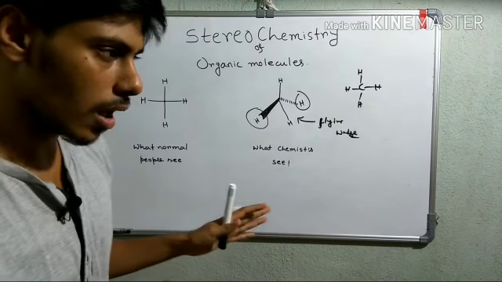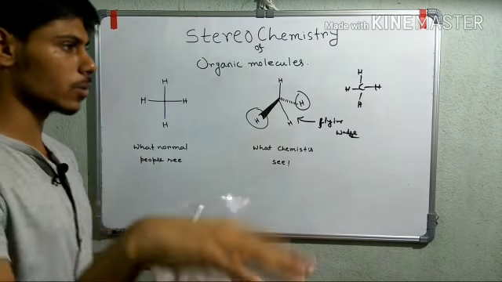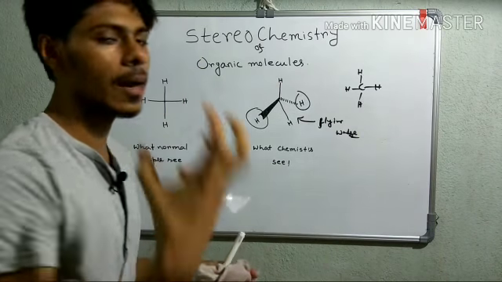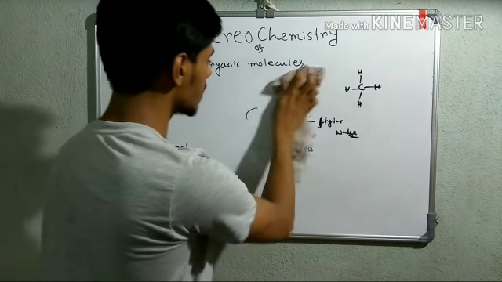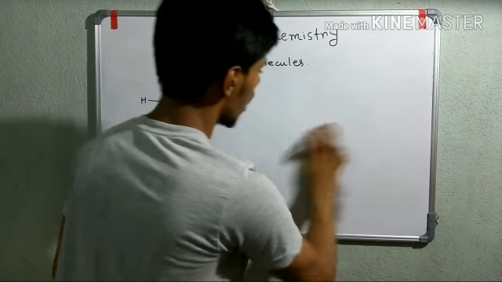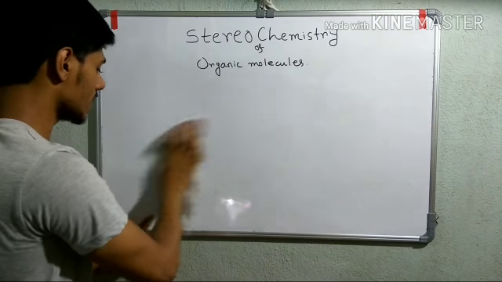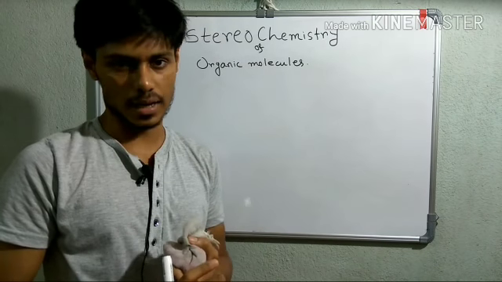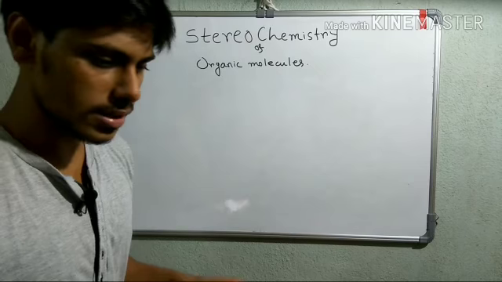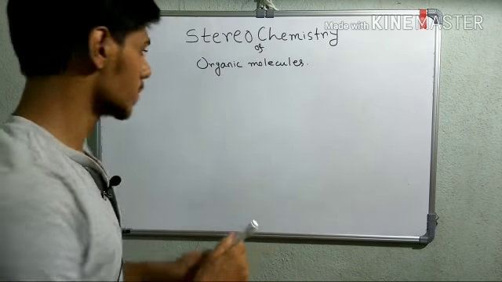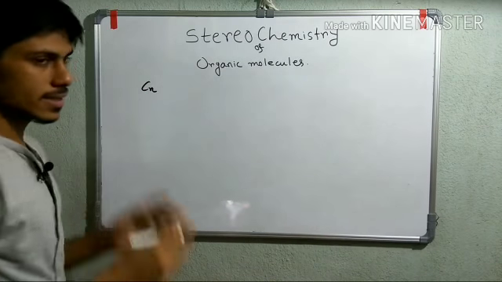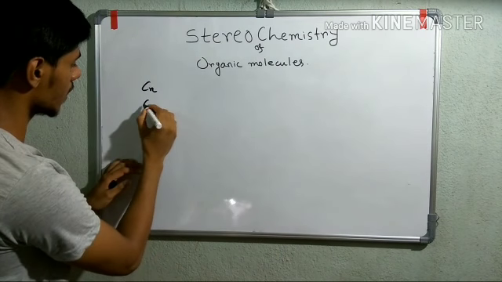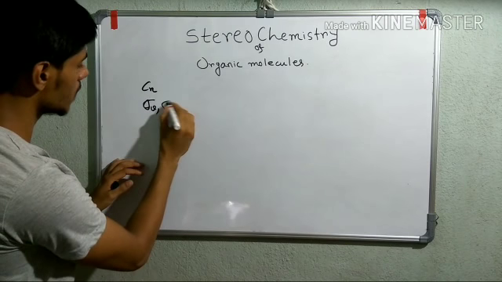Now any substance you take, it will have certain symmetry elements, right? And all the symmetry elements are classified into two categories. One is the symmetry of the first order, and the other is the symmetry of the second kind. Among the symmetry of the first order, there are two symmetry elements. One is the principal axis of symmetry, and the other is the plane of symmetry. It may be sigma v or it may be sigma d.